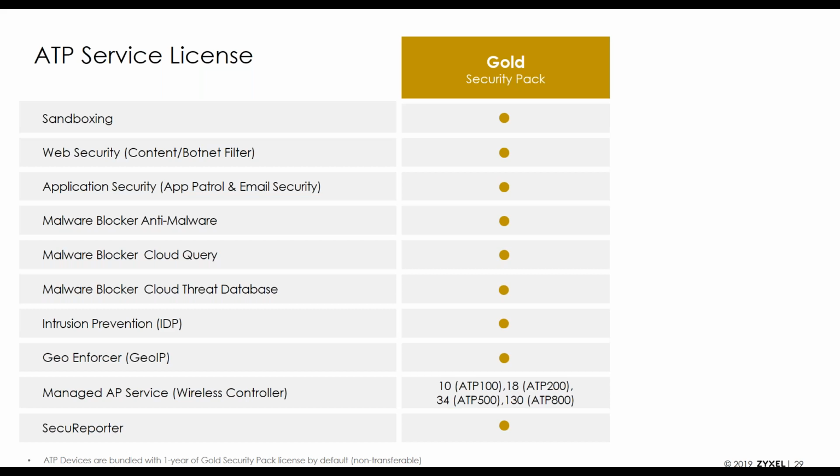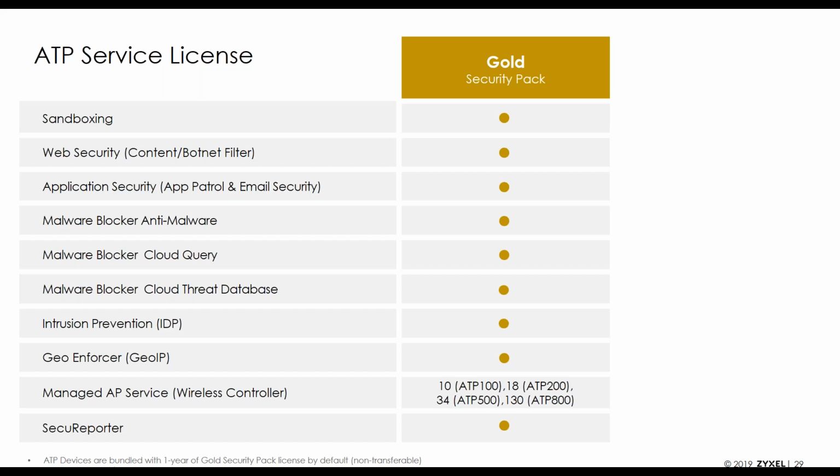The geo enforcer, so being able to geographically block certain countries from being able to access your unit. As I've said, it's a wireless controller as well. So for the ATP 100, it can support 10 APs. For the ATP 200, it can support 18. The ATP 500, 34, and the ATP 800, 130 access points. And also Secure Reporter is included with that as well.